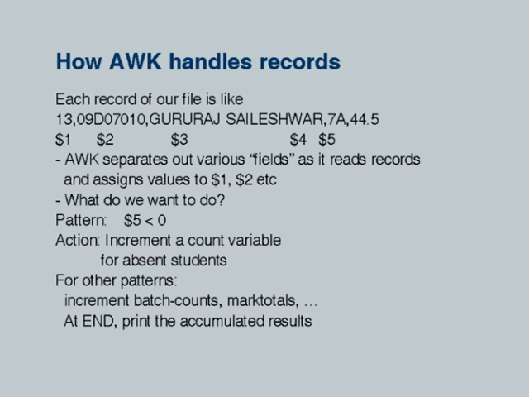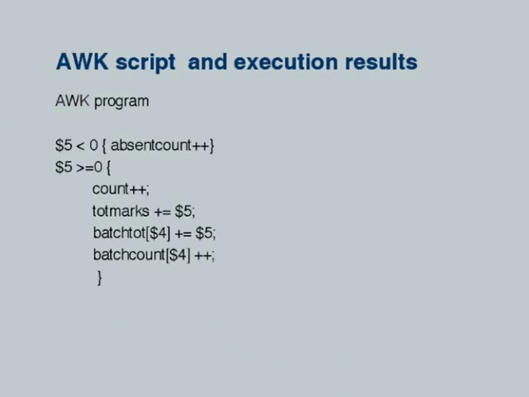If the marks are positive, then I want to do a variety of things. Increment total marks, also increment batch counts. So, for every batch, 7A, 2B, whatever record I get, the corresponding count should be incremented. In short, I need an associative array. Interestingly, awk automatically provides for an associative array. Let us look at the awk program that does it. This is the awk script.